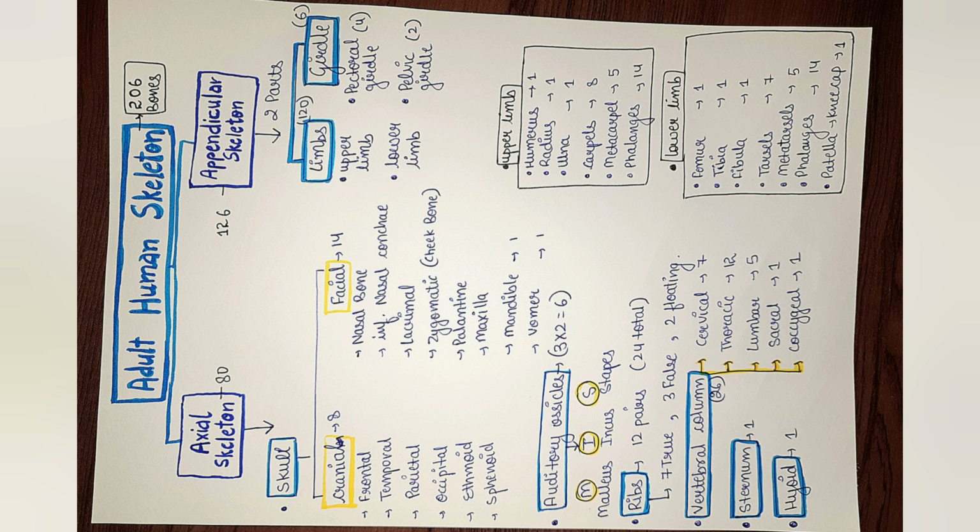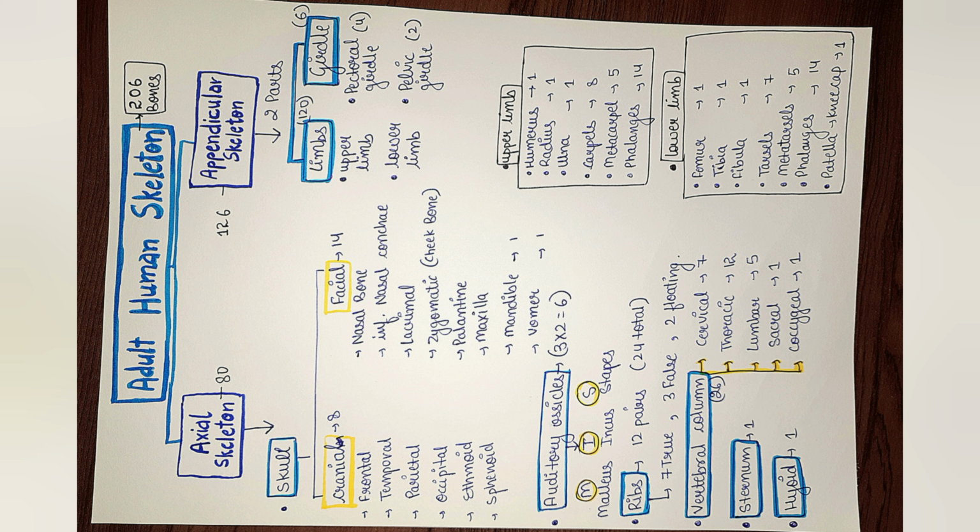Adult human skeleton consists of 206 bones, which is divided into axial skeleton, which comprises 80 bones, and appendicular skeleton, which comprises 126 bones. The axial skeleton consists of skull, auditory ossicles, ribs, vertebral column, sternum, and hyoid bone. Skull contains cranial bones and facial bones.